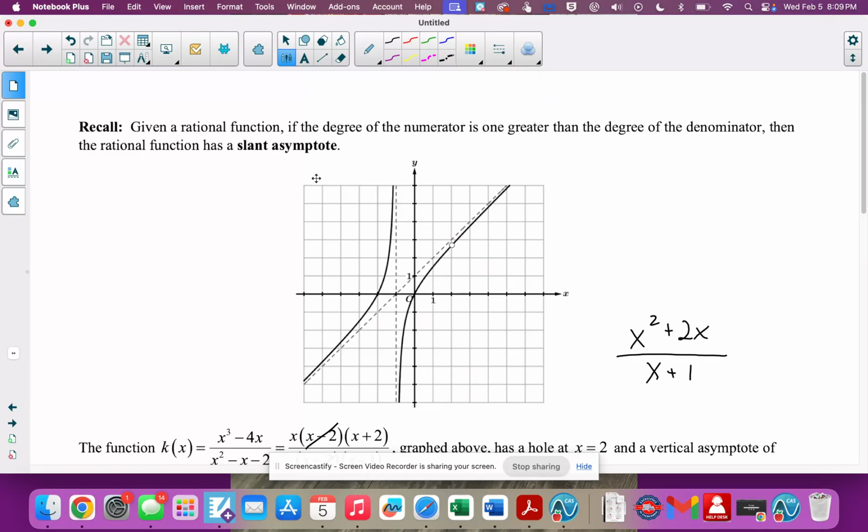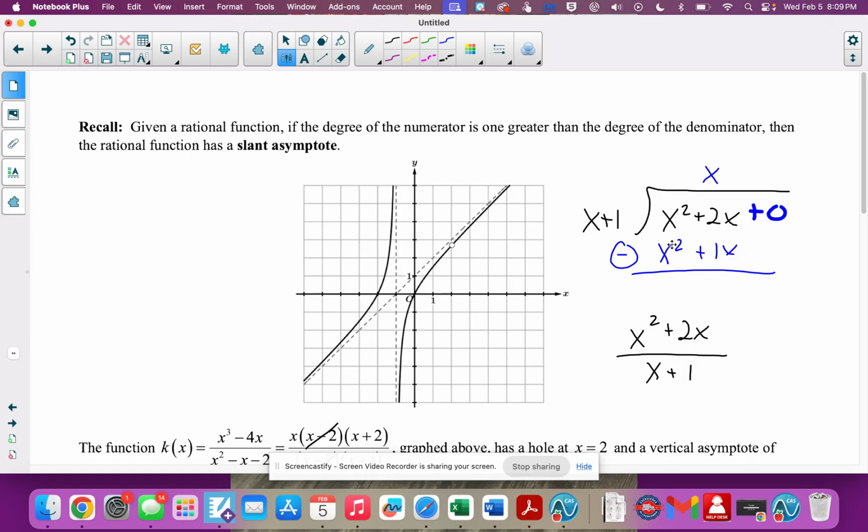Okay, so let's see. X plus 1 into x squared plus 2x. And remember that we have those placeholders for things that are missing, so I have to have a plus 0. X squared divided by x is x. Remember, then we go back and multiply by both pieces. And then we subtract to make sure we're not adding our second pieces. We're not supposed to. 2 minus 1 for the x's, that's just x plus 0. X into x is plus 1.